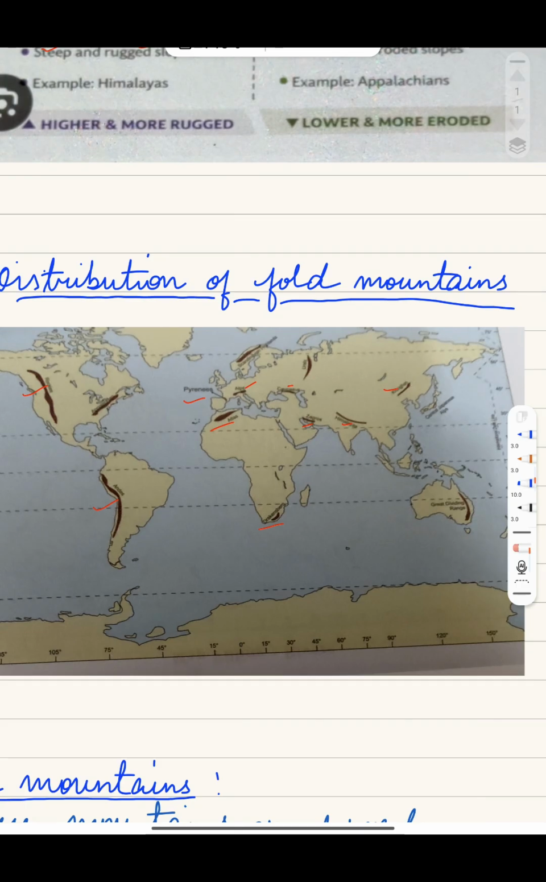and we have the Great Dividing Range in Australia. And old fold mountains: Appalachian in North America, Scandinavian Mountain in Europe, Ural Mountain, which separates the two continents, Europe from Asia. These are the examples of old fold mountain.